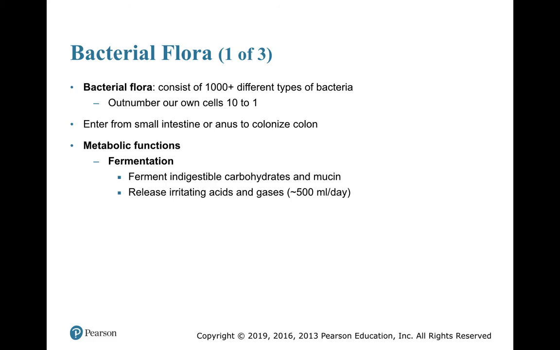The bacteria in the large intestines consist of at least 1,000 different types of bacteria. There are at least 10 bacterial cells in your body for every one human cell. They enter through the small intestine or the anus to colonize the colon. And they have very important metabolic functions. One of those functions is fermentation. So they help to ferment indigestible carbohydrates and mucins. That, unfortunately, as a product, releases acids and gas, approximately 500 milliliters a day.